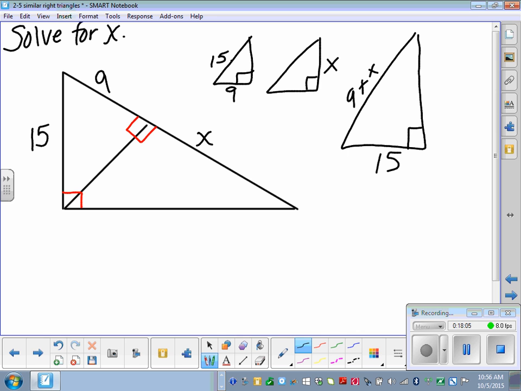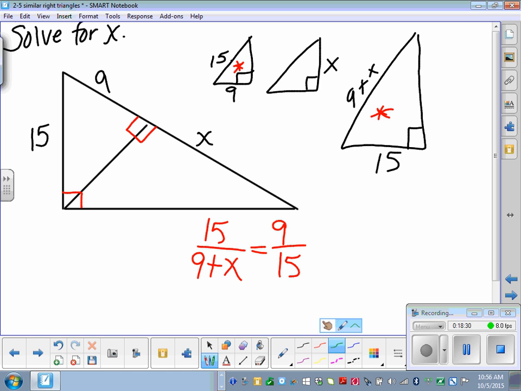Now that we split it up, the hardest part was that we can set up a ratio of corresponding sides to solve. Looking at this, I'm going to use this triangle and this triangle because don't we have corresponding sides on both? So let's set up a ratio of corresponding sides: 15 over, hypotenuse over hypotenuse, so 15 over 9 plus x is equal to 9 over 15.